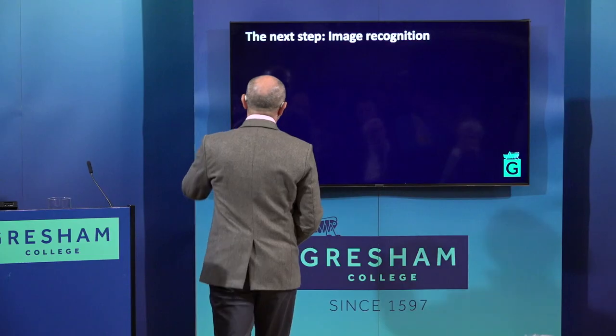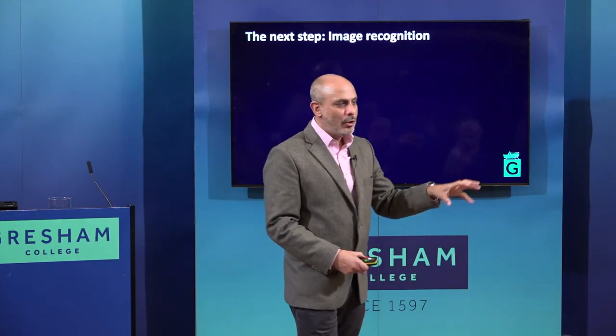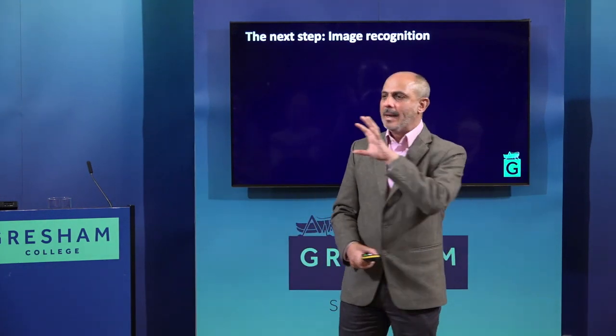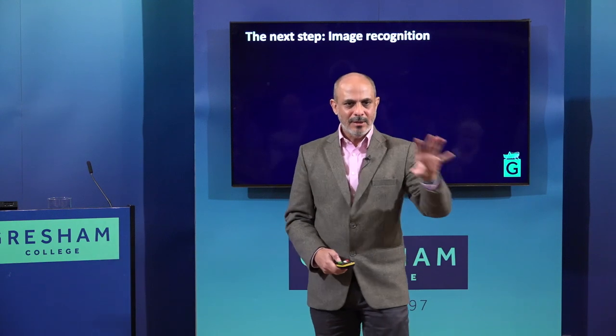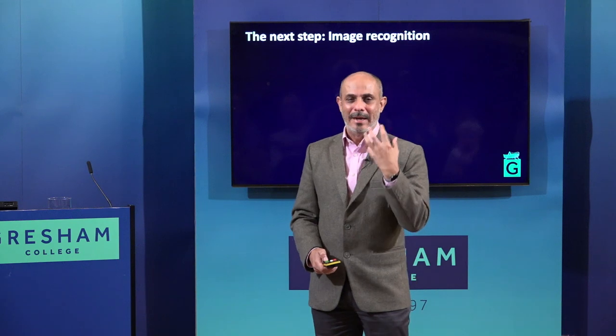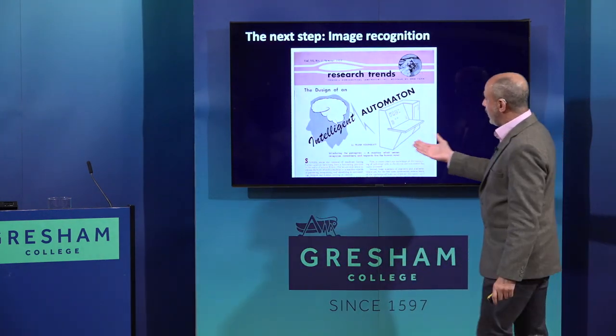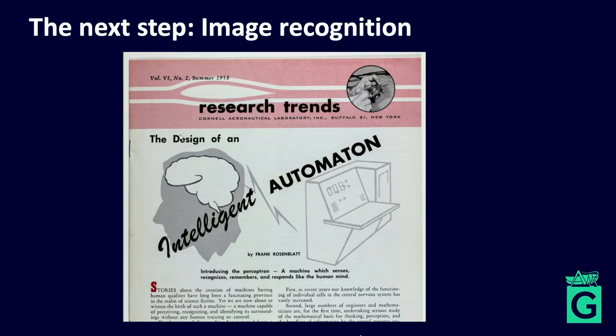Fine. So let's use that basic concept to see how we can apply it to both image recognition and text recognition, okay? Let's start with something easier, image recognition. How do we recognize an image? The earliest papers were written way back in 1958. Frank Rosenblatt came up with an idea for that one.